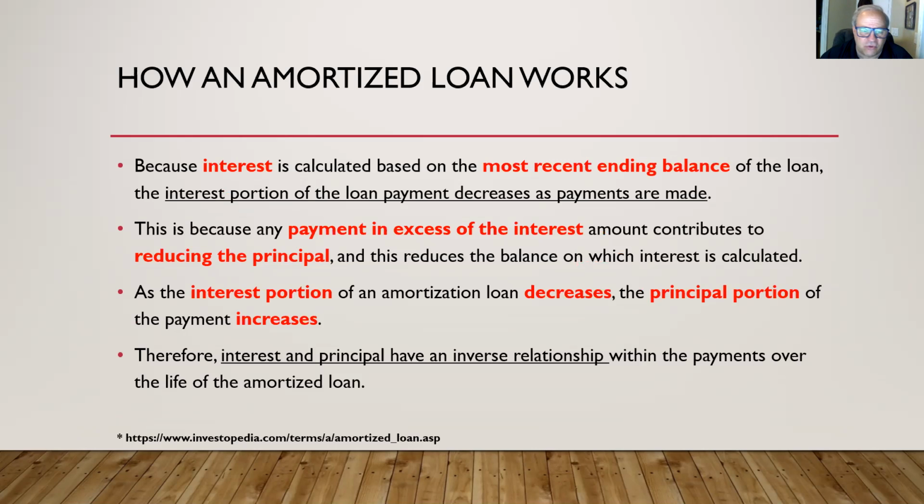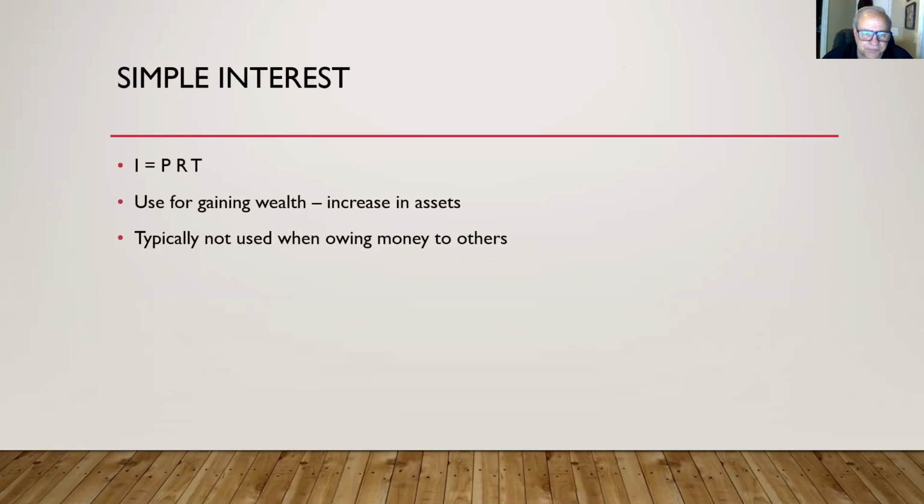Payments in excess of the interest reduce the principal, and so as you're making the payments, you're going to see that the principal reduces with each one. The interest portion decreases, the principal portion increases. So it makes sense on how it goes. They have a relationship. The interest and the principal have an inverse relationship. So they're relational to each other, but they're opposite. If one goes up, the other goes down. If the other goes down, the other goes up. So you have to keep this in mind about how these work.